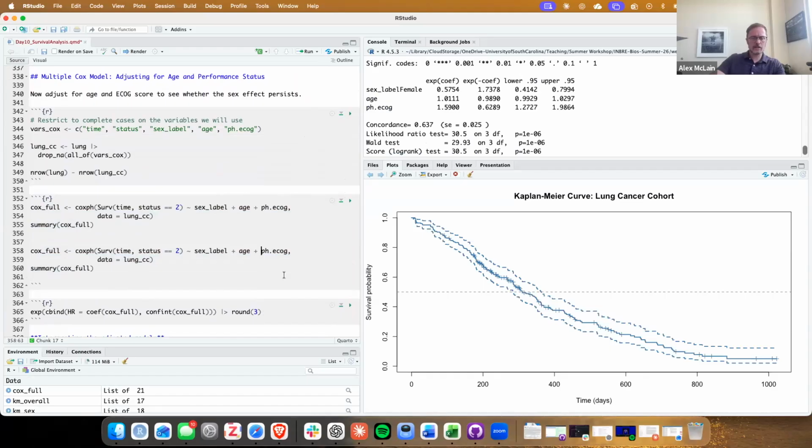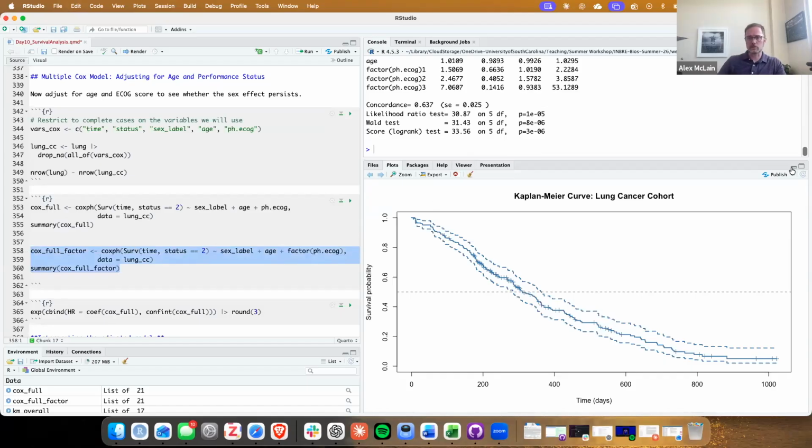This time I'm going to turn pH.ECOG into a factor by just putting factor around it, because this variable is kind of like a factor. It's ordinal, so there's some ordering to it, but it is 0, 1, 2, 3. So we could look at this as a factor instead of as a continuous variable. As a continuous variable, we're assuming the change from 0 to 1 is the same as the change from 1 to 2, the same as the change from 2 to 3. When we do a factor, it will not assume that. So let's take a look at that.